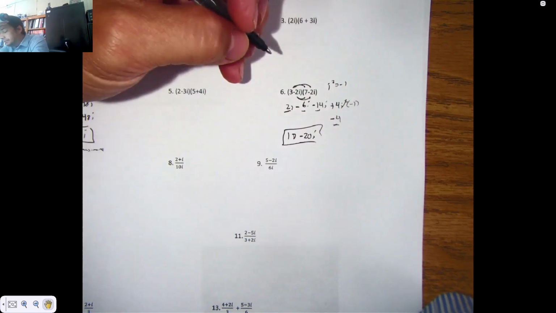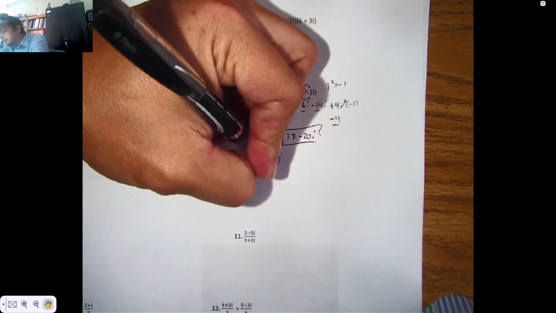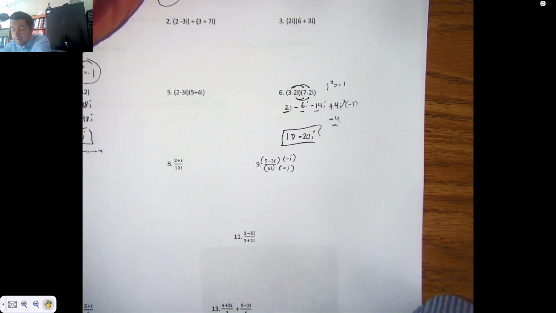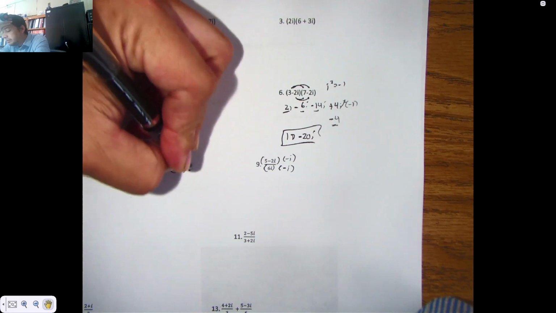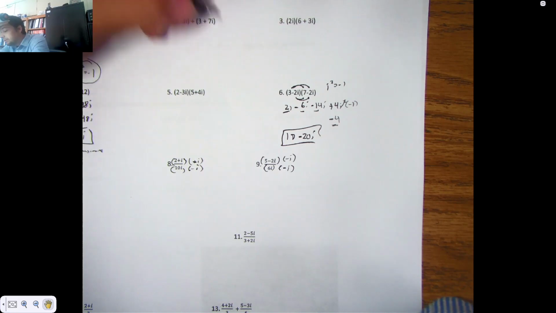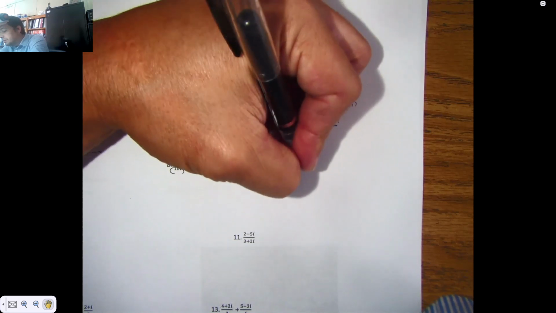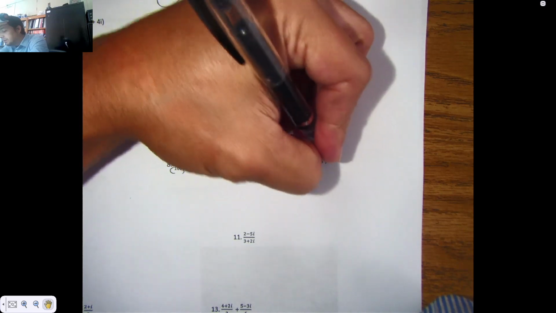To clear out 9, there's a couple of ways you can do this. The easiest way is actually to multiply by negative i. There's several ways of doing this one, like you would do the same on number 8. It is actually the easiest way to do it. Let's see, we have negative i times 5, which is negative 5i. And then we have a negative 2i times a negative i, which is plus 2i squared.